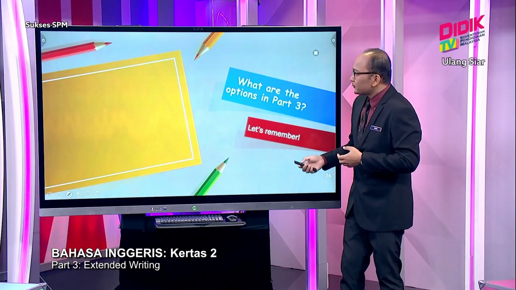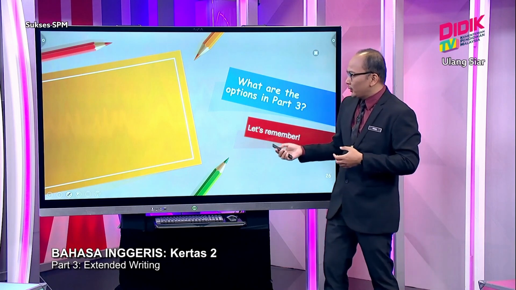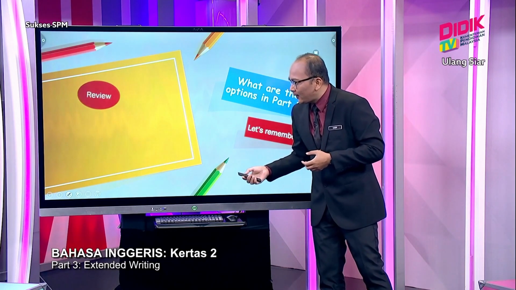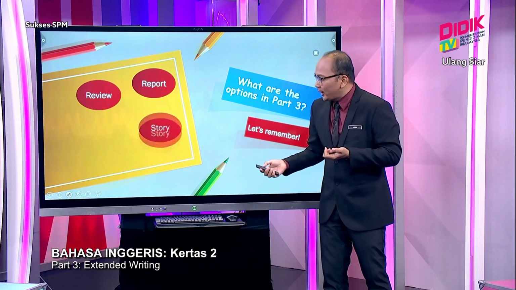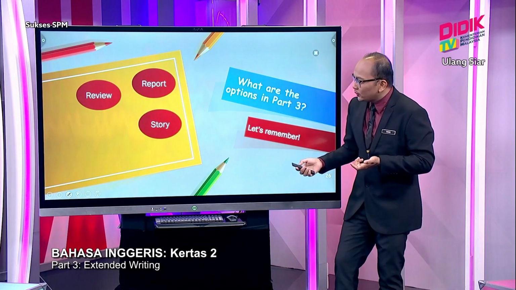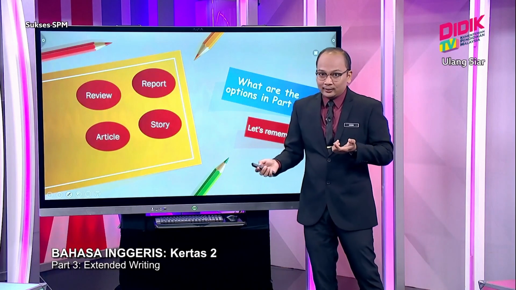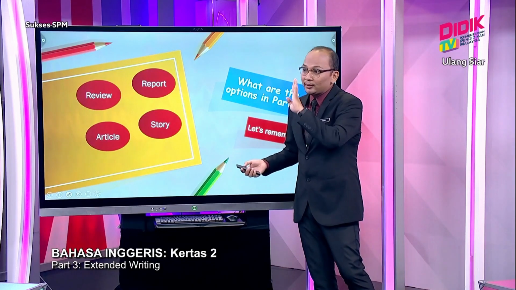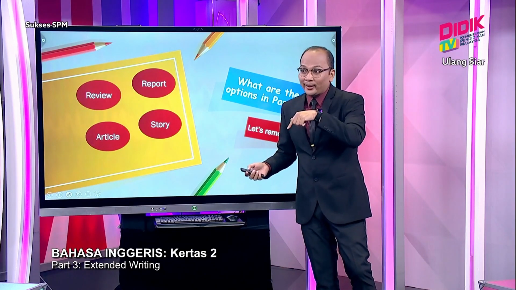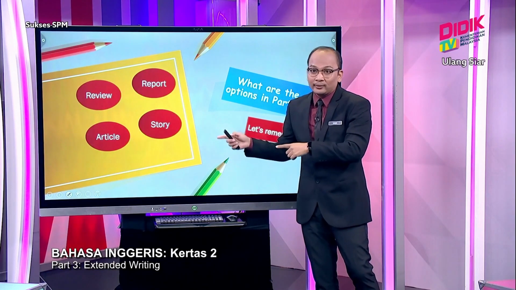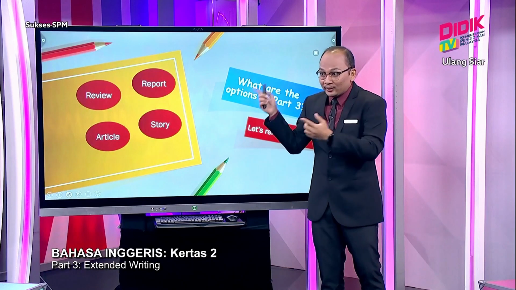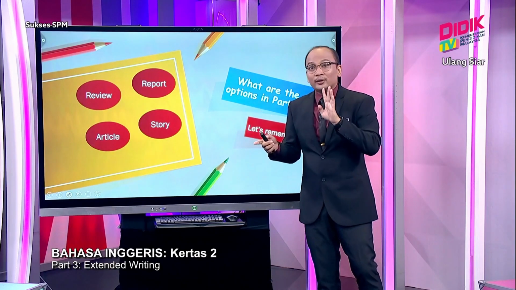What are the options in part 3? Let's look. We have review, the next one we have report, we have story, and also we have article. Remember, the question gives only 3 options, so one will be left out. I'm not sure which is going to be left out, so we need to know all 4.